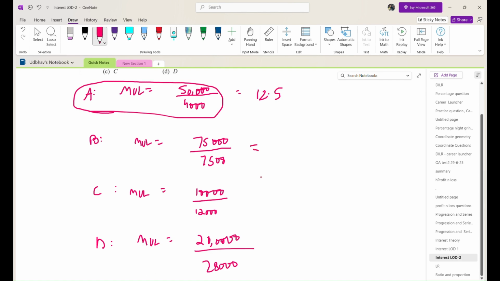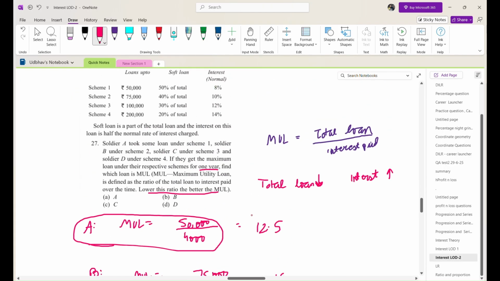So this is coming out to be 12.5, and this is 750. This is coming out to be 10. This is 10 more here. 3 zeros, 100 upon 12, 8.33. On 28, 7.14.